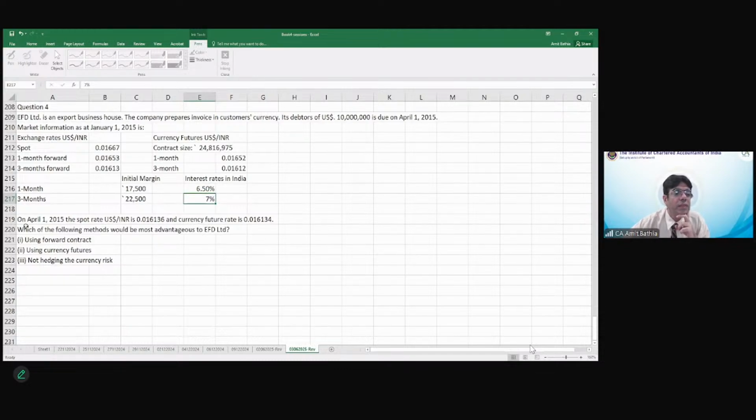Interest rates given are 6.5% and 7%. On April 1, 2015, the spot rate US dollar to INR is 0.016136 and currency future rate is 0.016134. Which of the following methods would be most advantageous to EFD Limited? Using forward contract, using currency futures, not hedging the currency risk.